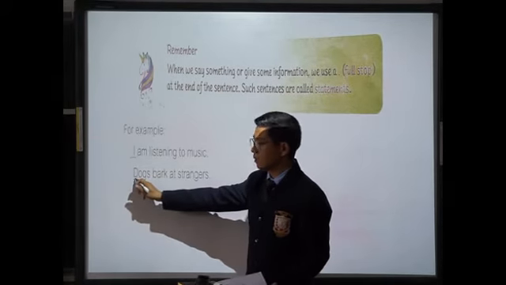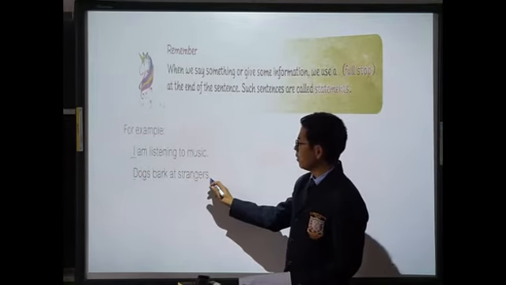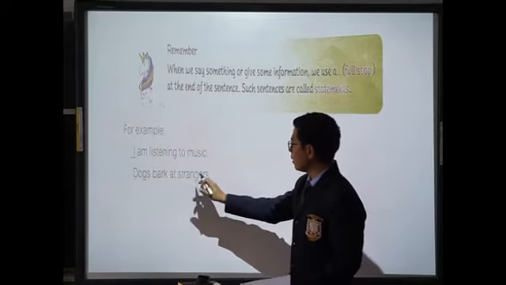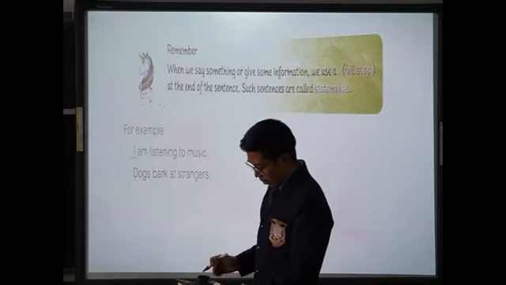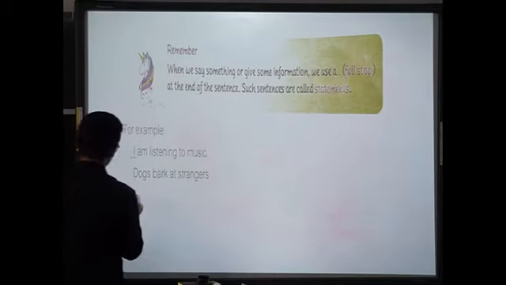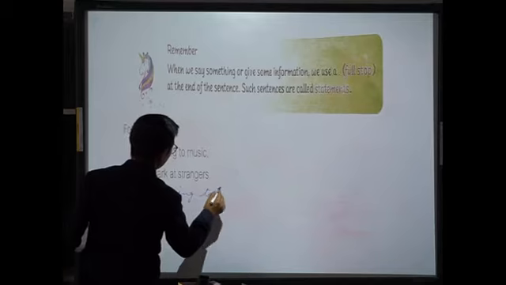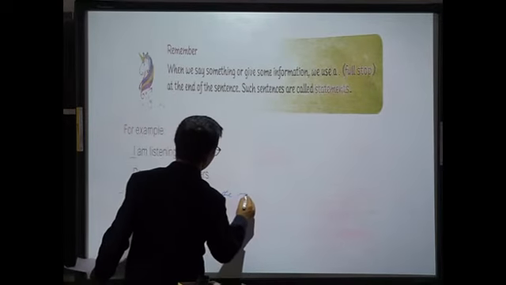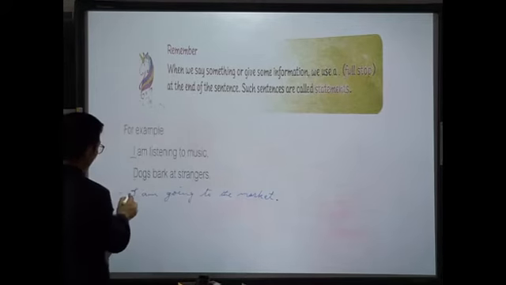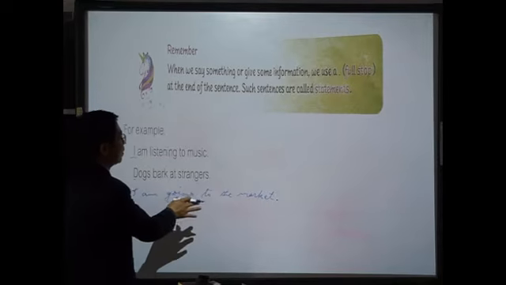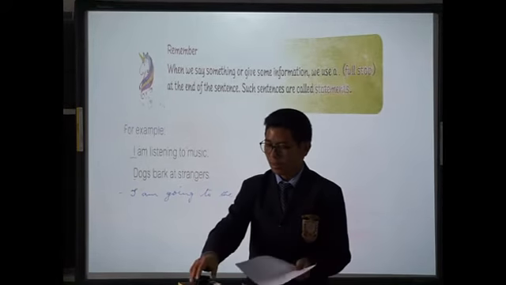Now, second, starting with capital letter D, dogs bark at strangers. Starting with a capital letter and ends with a full stop. And these kinds of sentences are called statements. Now, if I write some more examples like, I am going to the market, I'll start with a capital letter and end with a full stop. So these kinds of sentences are called statements. Now this is for full stop.